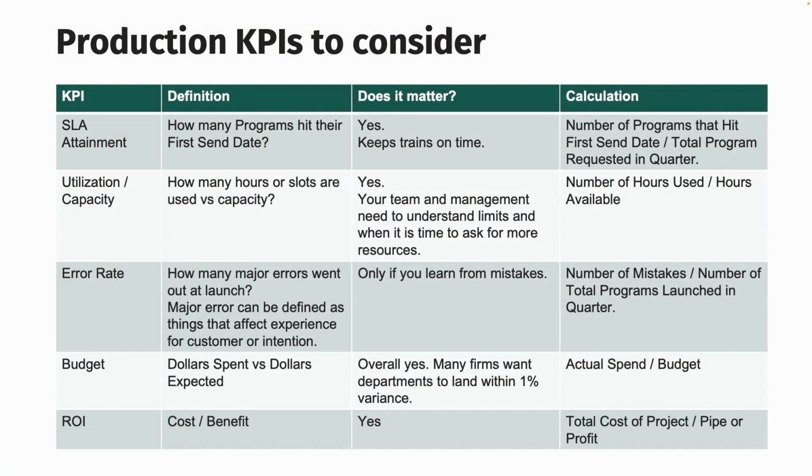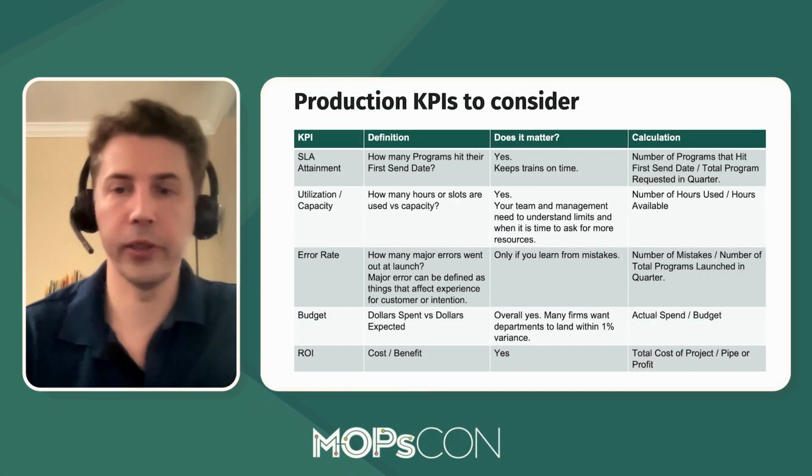Some people ask a lot about KPIs and production team. To me, there are only 2 that really matter at the end of the day. Are you hitting your number on first send date? Are you meeting your SLAs? And do you have enough capacity? Those are the 2 to track first. Everything else is just nice to monitor.